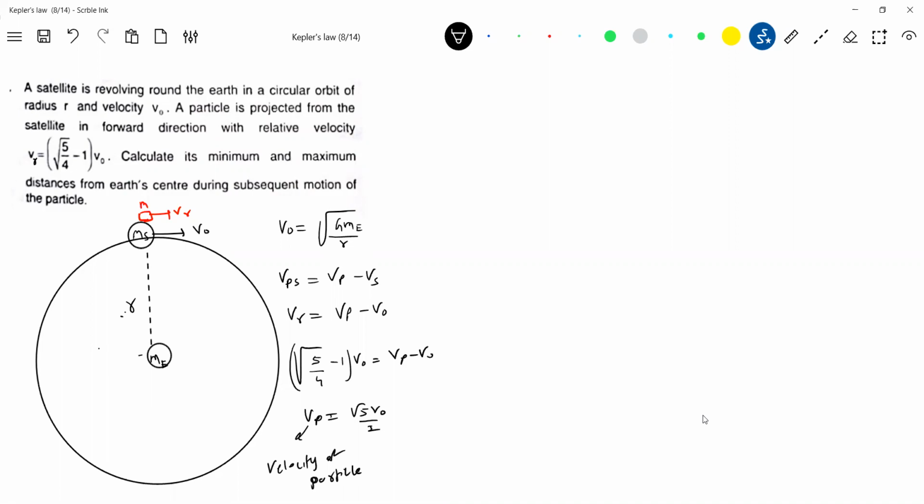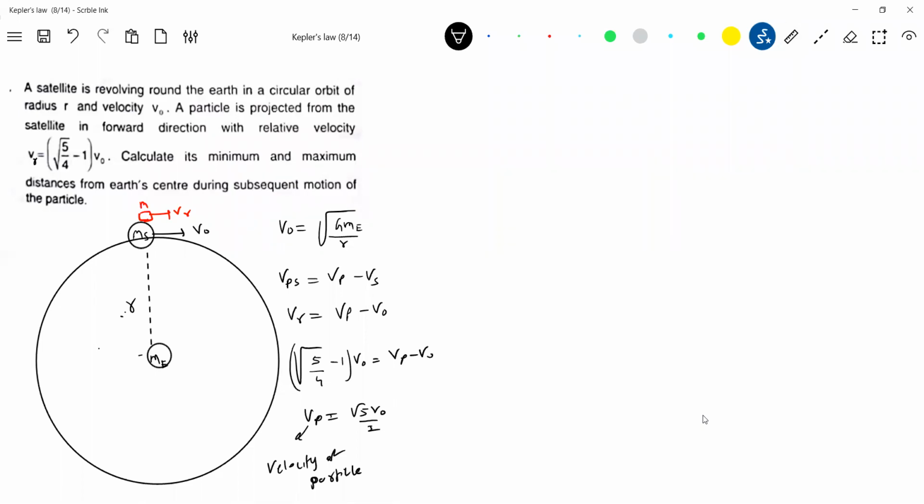Is it greater than v0? Yes, it is greater than v0. If the velocity is greater than v0, what should happen? It will leave the circular orbit and describe an elliptical orbit. Please understand what we have discussed just now; that is what we have to apply here. When it leaves the circular path, it describes an elliptical orbit.